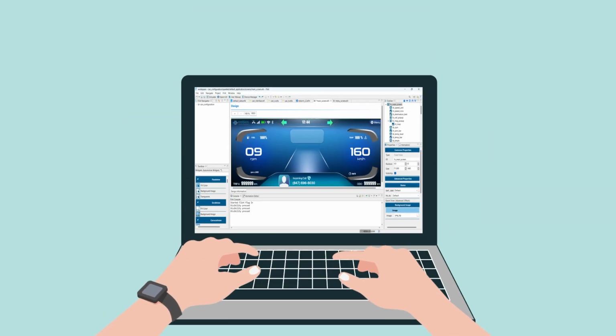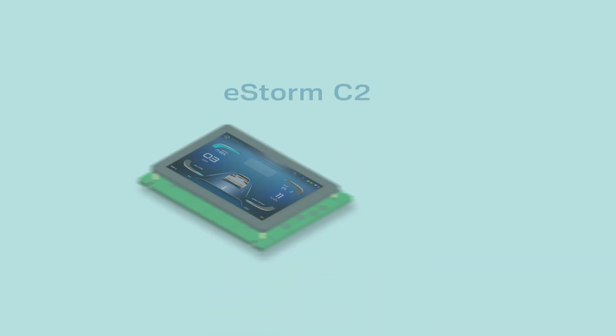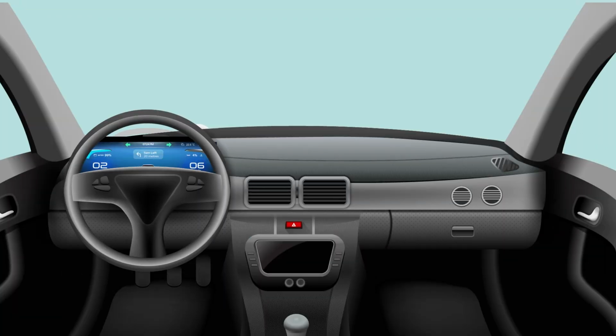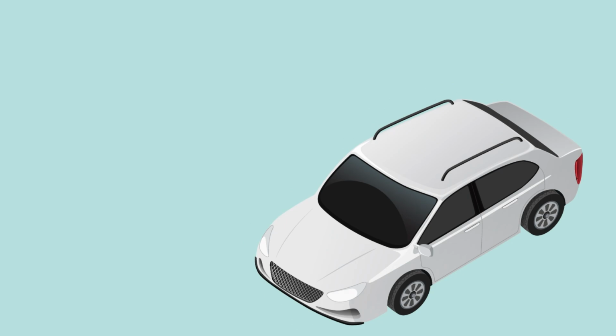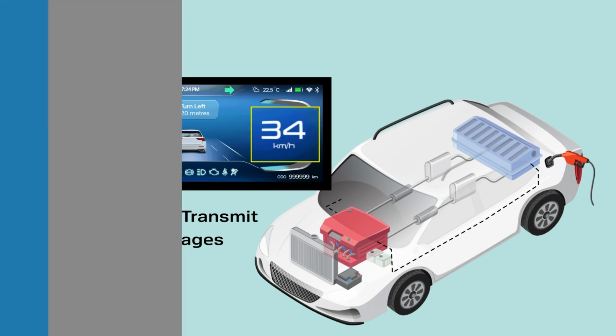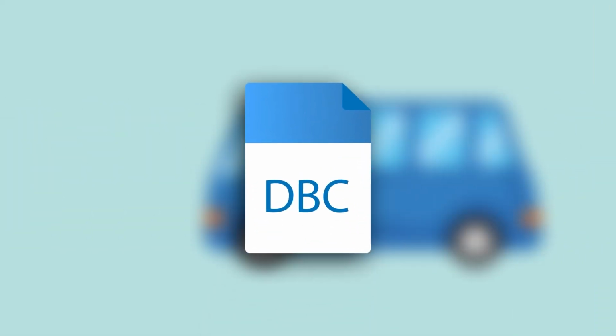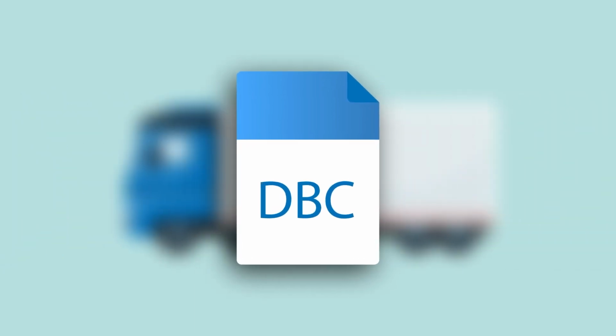In this tutorial, let us learn how to leverage the RAPDISEA automotive in-vehicle networking stack and configure the system to handle CAN data. We will create a simple example where the eStorm-C2 instrument cluster kit will be used to receive and transmit IVN messages. The automotive industry uses the CAN DBC file to specify the messages transmitted in the network.